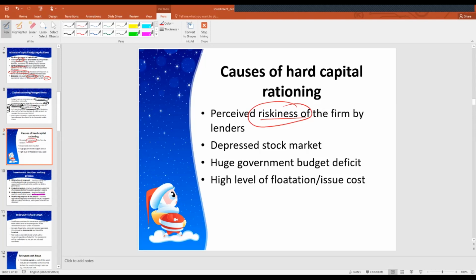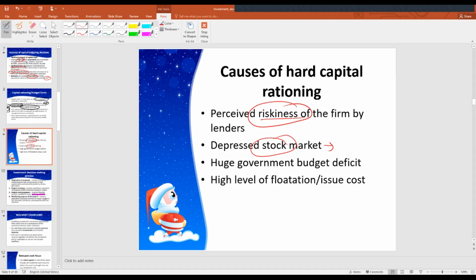Another cause is a depressed stock market, where the market is suffering. Even currently, for most stock markets, this might not be the best time for a company to issue shares. Why? Because who is going to buy shares right now? Generally, before you issue shares in the market, you may want to wait until the market has picked up. So if the stock market is depressed, it might not give you funds. No one is going to buy your shares or your bonds.